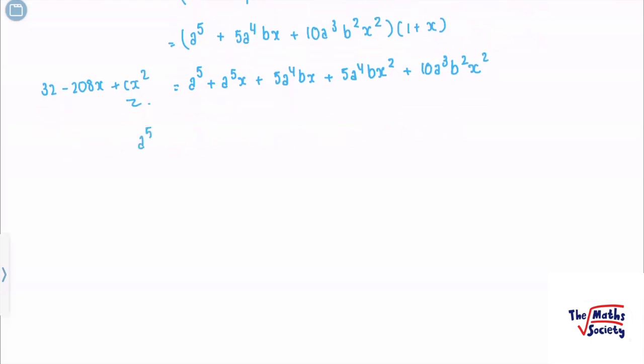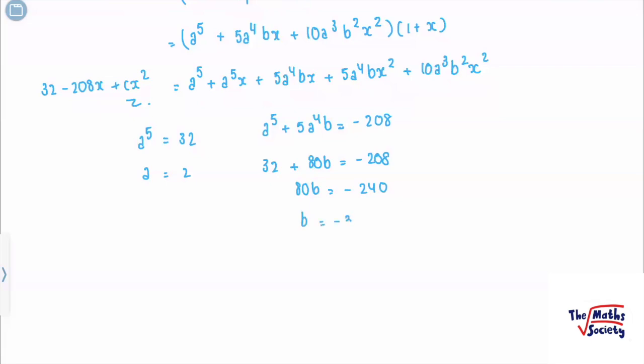And you have a to the power 5 equals 32. a is just going to be 2. And it's a to the power 5 plus 5a to the power 4 b, and that's equal to minus 208. So a to the power 5 is 32, plus a to the power 4, you multiply with 5, so it's 2 to the power 4 multiplied by 5, which is going to be 80b. Let's go minus 208, and then you'll have 80b equals minus 240. b is going to be minus 3.